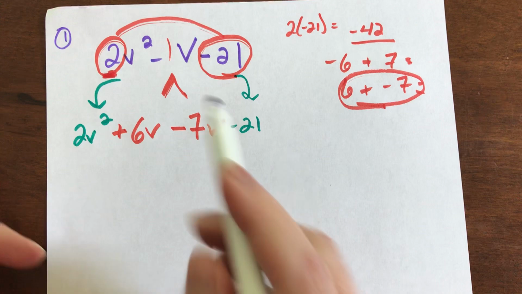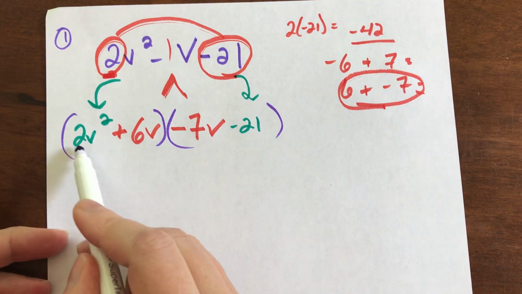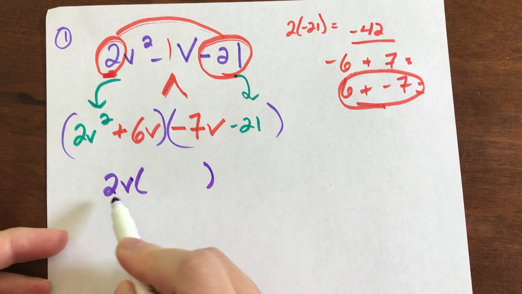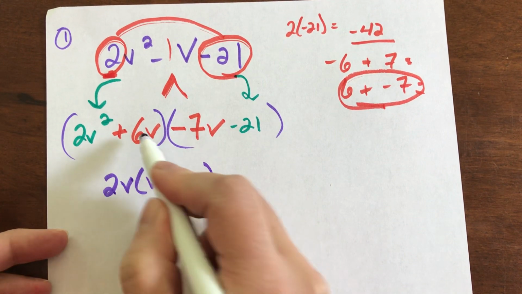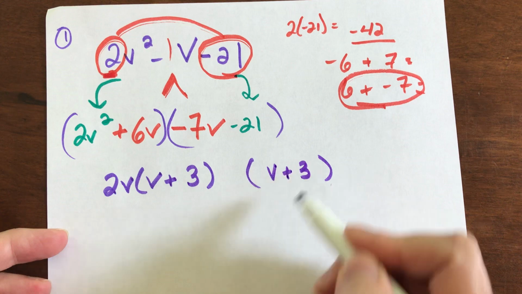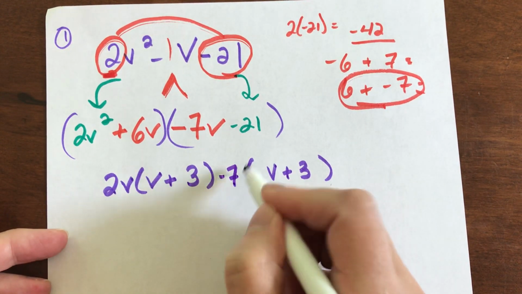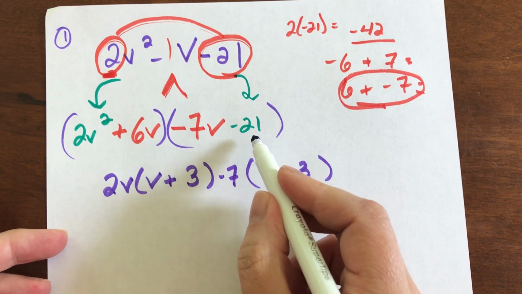So what I'm going to do is factor by grouping now. I'm going to group the first two, and I'm going to group the last two. I can pull out the GCF of 2, and they both have a V. All right, so 2V times what is 2V squared? That's a V. Plus 2V times what is 6V? That's a 3. And then I'm going to go ahead and put my V plus 3 and work backwards. V times what is negative 7? Well, that would be negative 7V. And then just to make sure, negative 7 times positive 3 is negative 21.